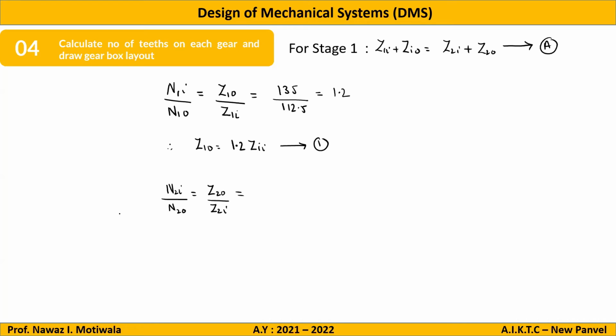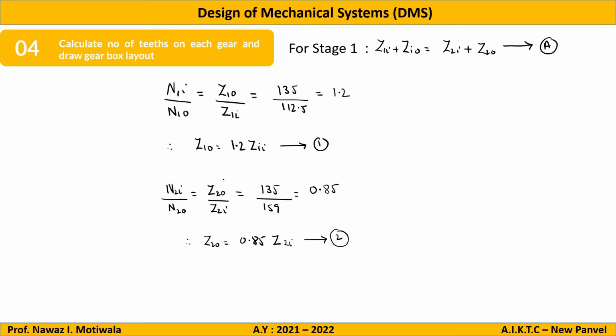Correct. So input will be how much? 135. And what will be output? 159. Correct. So here I am getting the ratio as 0.85. So from here I can write Z2O is equal to 0.85 times Z2I. And let this be equation number 2.